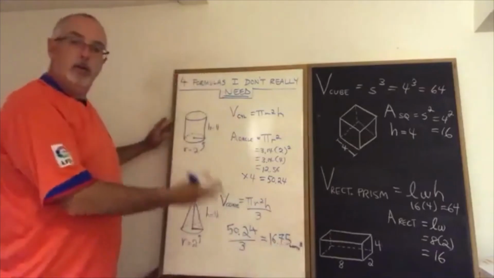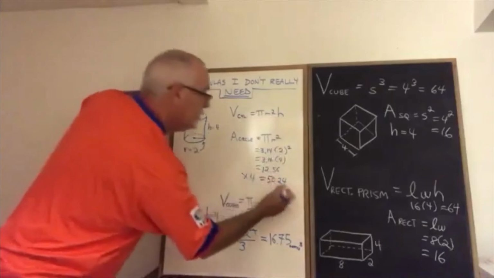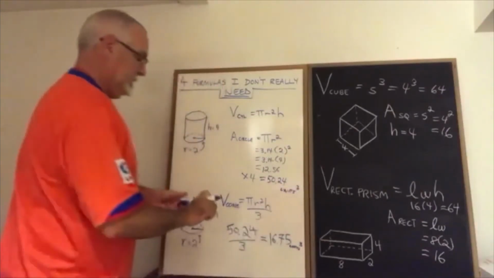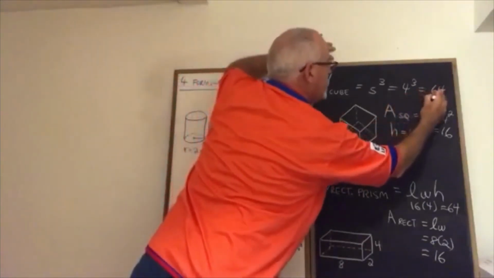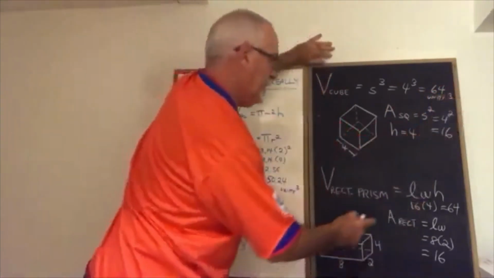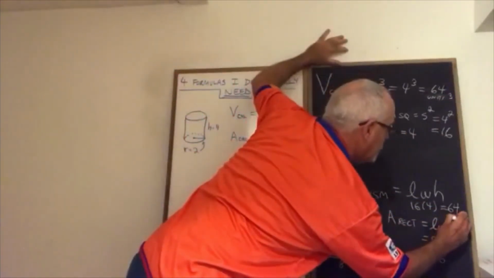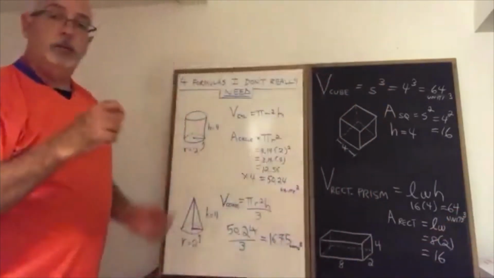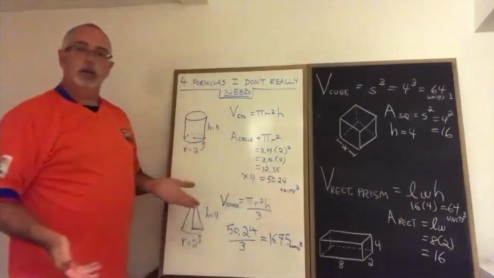Remember to show that you know the unit is cubed for a volume. Therefore, the volume of the cylinder is 50.24 units cubed. The volume of the cube is 64 units cubed. And the volume of the rectangular prism is 64 units cubed. Using units as my unit is useful because it allows me to show that with area, my units are squared, with volume, my units are cubed.